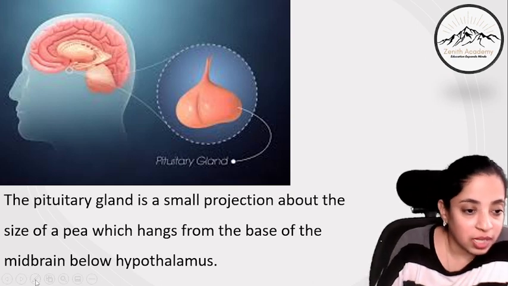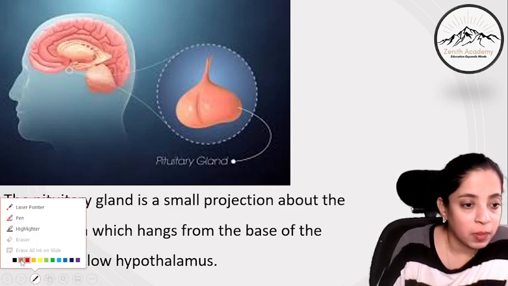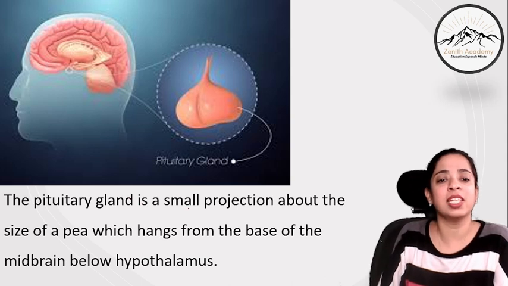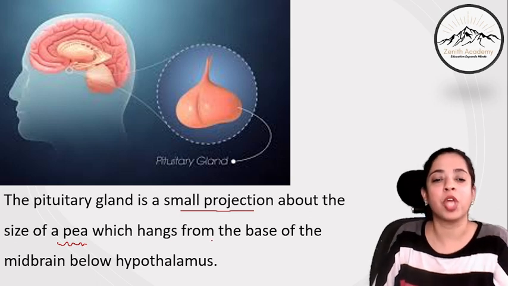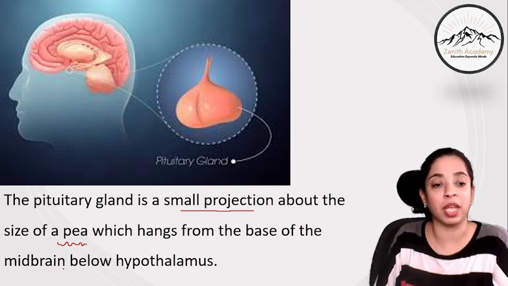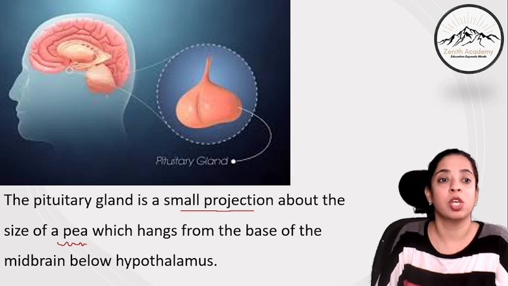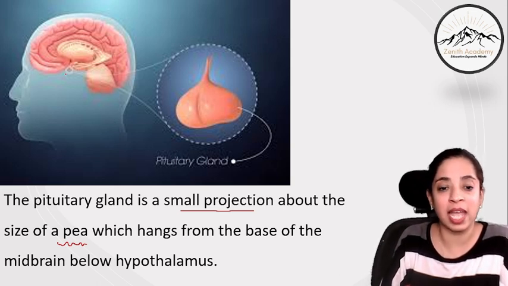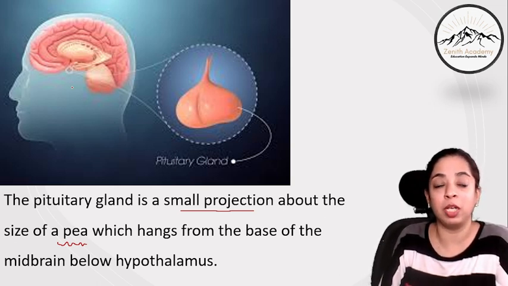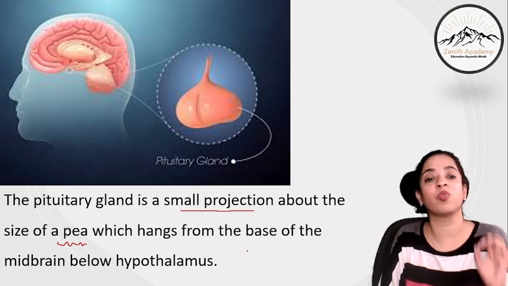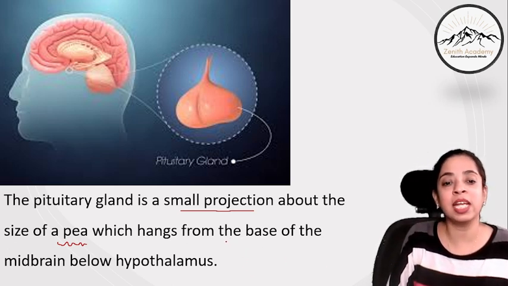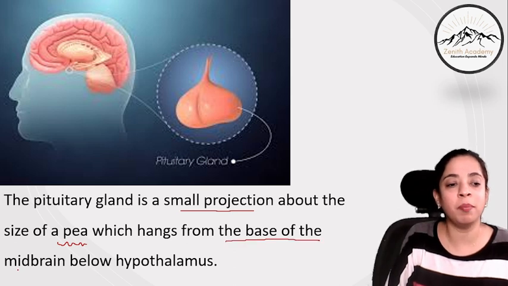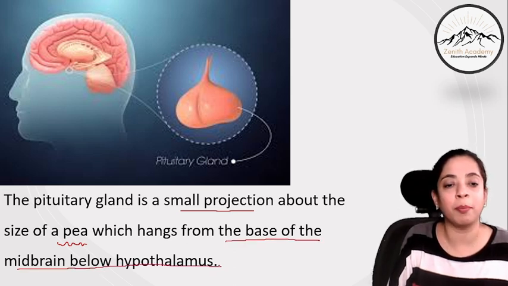So let me take my pen. Okay children, the Pituitary gland is a small projection about the size of a pea, which hangs from the base of the midbrain below the hypothalamus. Remember the position, it is very important, asked many times in the exam. So it hangs from the base of the midbrain below the hypothalamus.